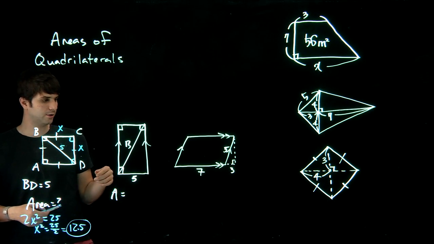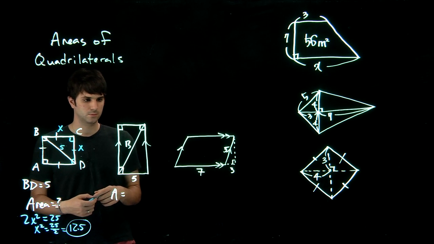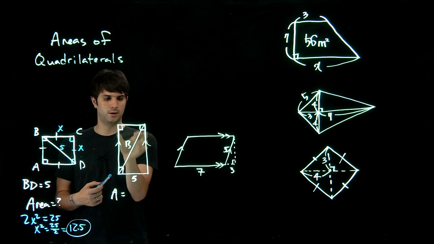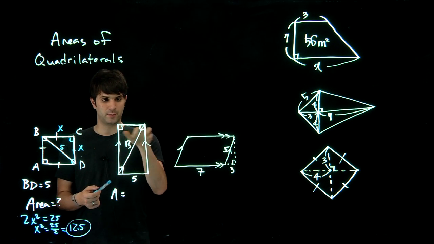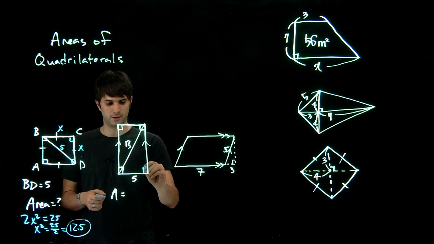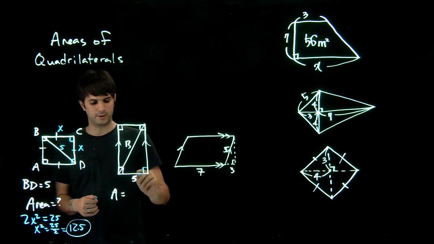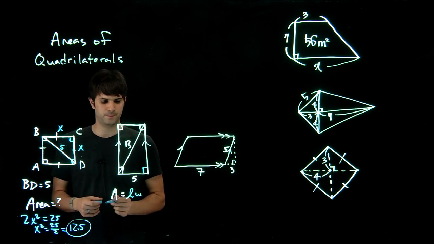All right, here we have a rectangle. Well, we need to check it's a rectangle. We have two parallel sides. We have 3 right angles, so we know that this must be a right angle as well. So it is in fact a rectangle. And we know the area is length times width.